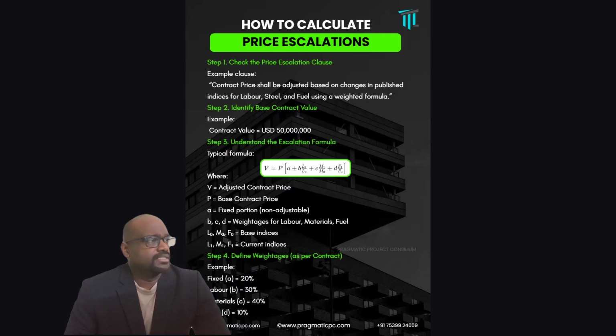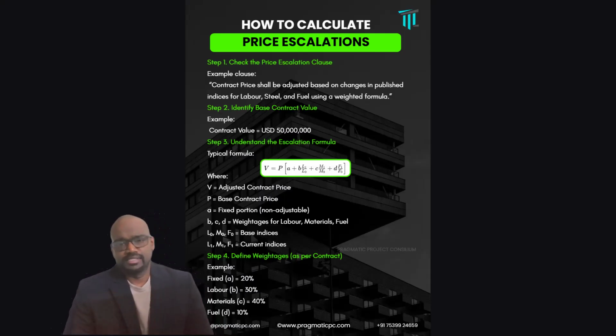Step 1, check the price escalation clause. That is the first step. Most contracts are heavily dependent on variable costs, so even though the contract is a lump sum price, a certain portion of the contract is based on where we expect price escalations. It's not just about price escalation; there may also be price dips, a decrease in the price in certain areas.